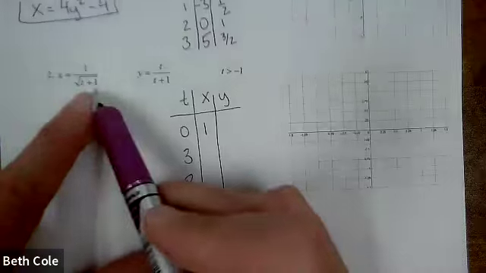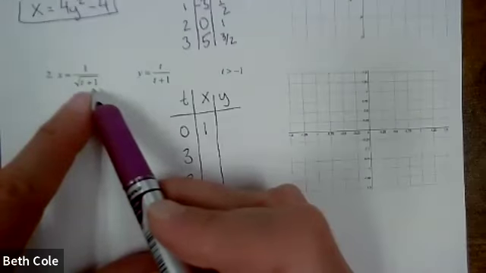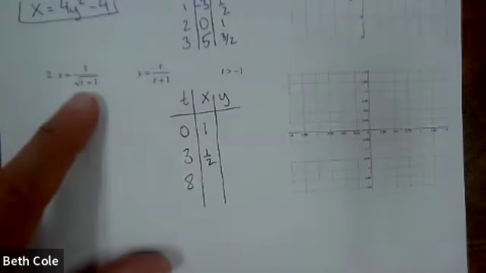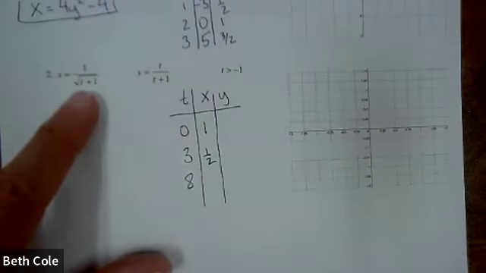All right, so let's see. If we plug in 3, 3 plus 1 is 4. I can square root that. Square root of 4 is 2, and so we get 1/2. Cool, or 0.5, whatever's your preference.